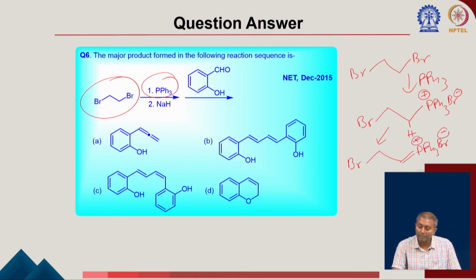And now you are taking this ylide and reacting with a benzaldehyde. So if you remember in this reaction, what is going to happen? It is going to generate an olefin here. And again, this is an unstabilized ylide. If you react with the unstabilized ylide, then you end up generating this compound here.